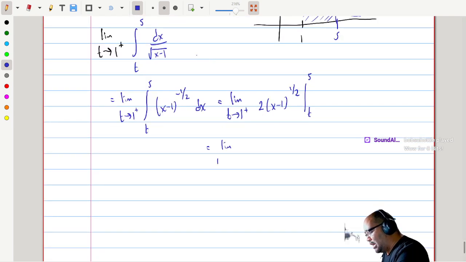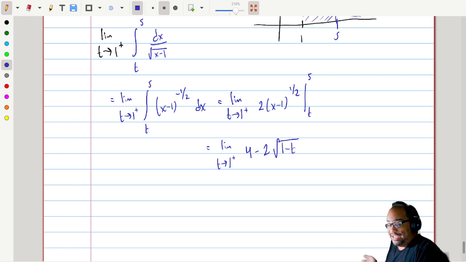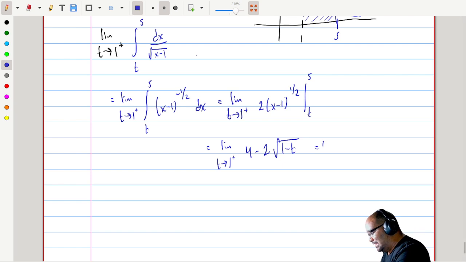When I plug in 5, I actually get a number here. 5 minus 1 is 4, the square root of which is 2. 2 times 2 is 4. And I just have 4 minus 2 square root of t minus 1, and thankfully that has a limit. That's 4. So the integral converges and the limit is 4.